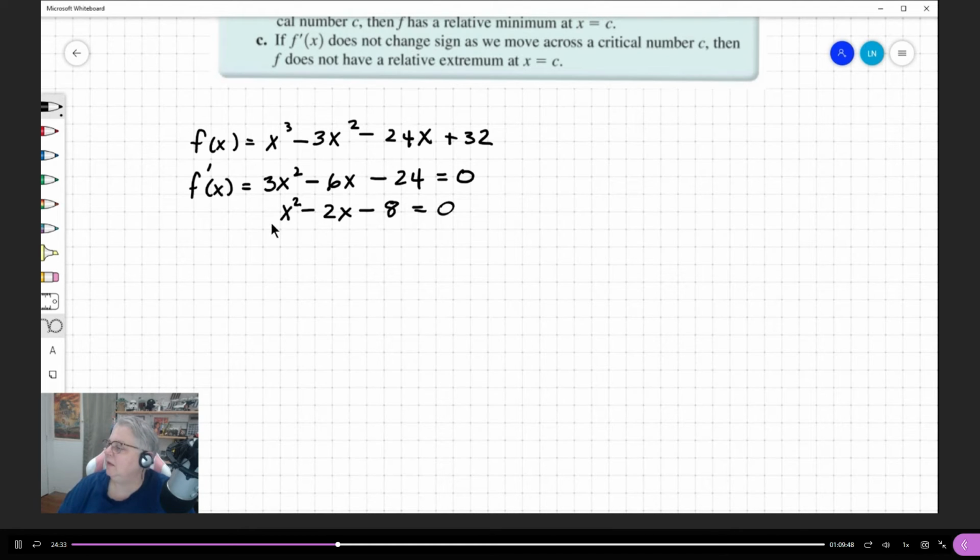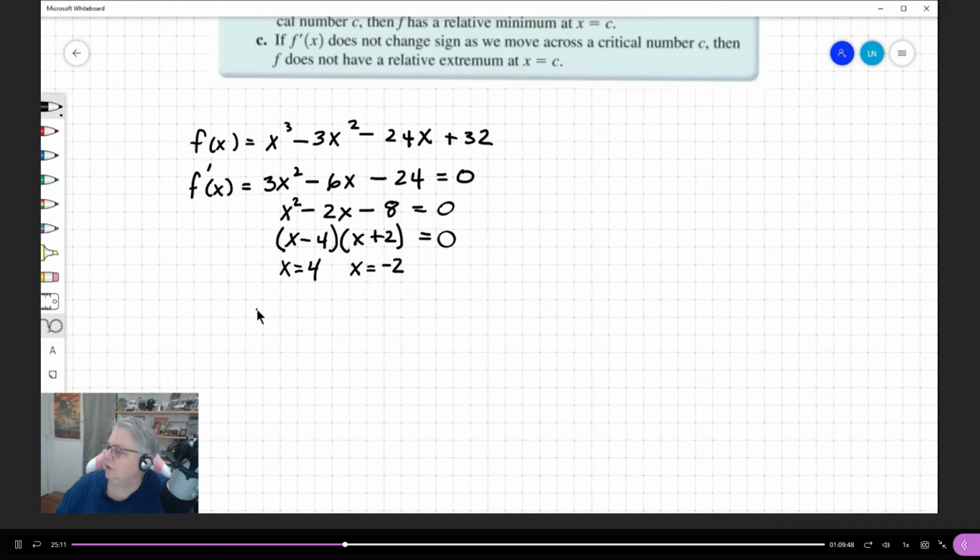All right, and then this will factor, right? Let's see, 8 would be 4 and 2. That'll give me 2, and I need a negative 2, so that means I need an x minus 4 and an x plus 2. Again, use whatever method you want to solve it. If you want to use the quadratic formula, go ahead, that's fine. So this one is going to give me x equals 4, because 4 minus 4 is 0. This one's going to give me x equals negative 2, so negative 2 plus 2 is 0. So I have 2 critical values here.